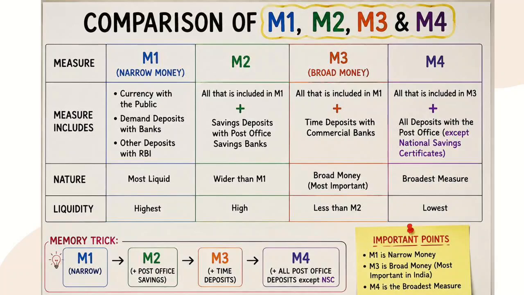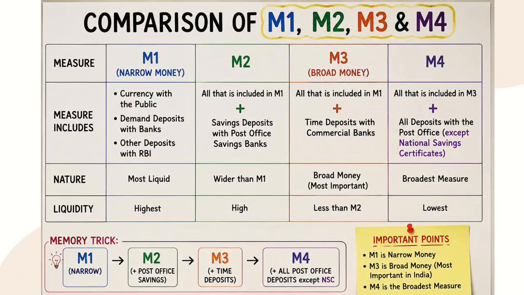Let's revise all four measures together. Don't try to memorize four separate formulas. Instead, remember the pattern. Every new measure becomes broader by adding one more category of deposits. Think of Russian nesting dolls or four boxes placed one inside another. M1 is the smallest and contains the most liquid form of money. M2 takes M1 and adds post office savings deposits. M3 takes M1 and adds time deposits with commercial banks. This is the measure you will see most often in India. M4 takes M3 and adds almost all remaining post office deposits except NSC.